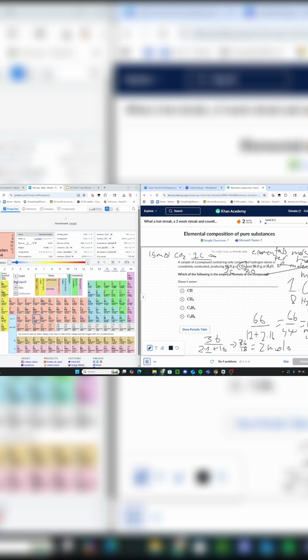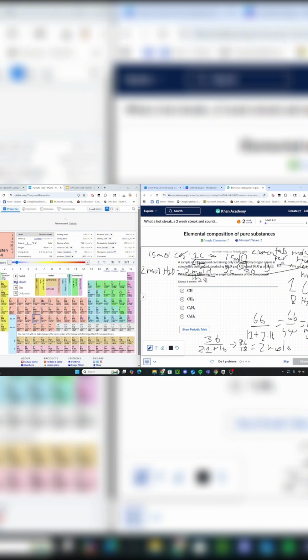All right, let's do the same for hydrogen. We have 2 moles H2O times 2 hydrogens per 1 mole of this molecule. So that's 2 moles of hydrogen per 1 mole of H2O. We cancel that, and we get 4 moles.